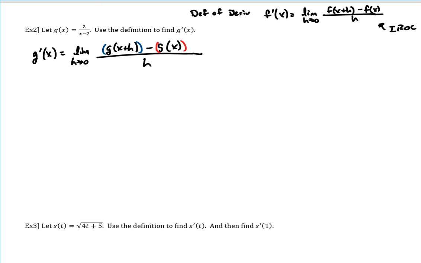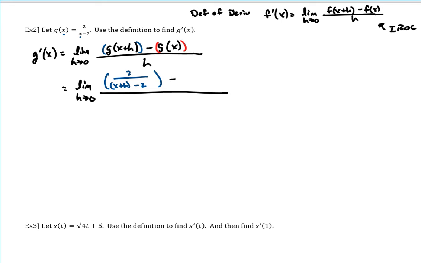All right, so let's go ahead on this one. I'm just going to plug it straight into the equation. Let's still use our colors. Okay, so in the blue, I want to plug x plus h into the x's there. So I have 2 over, instead of x, I want x plus h, and then after that is minus 2 still. Okay, so that's what that looks like.